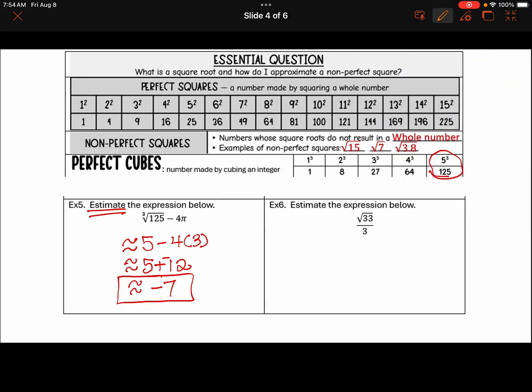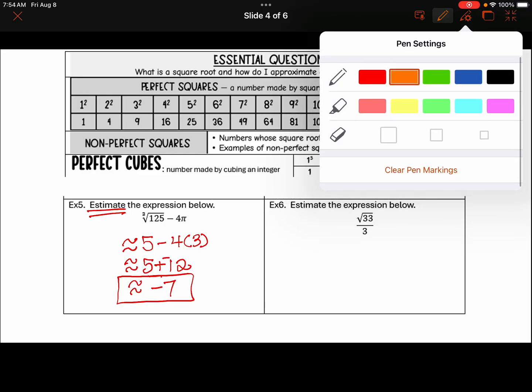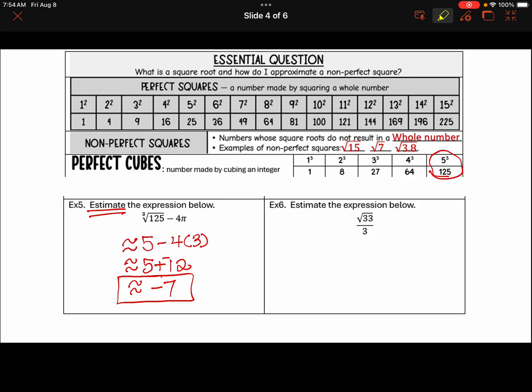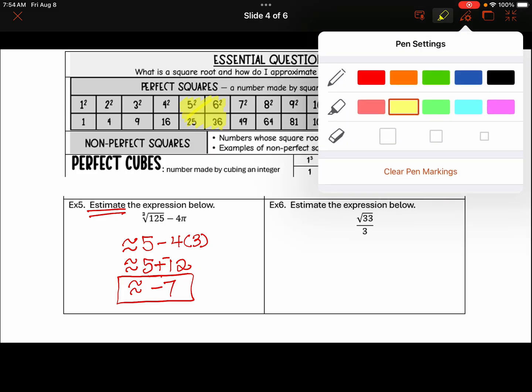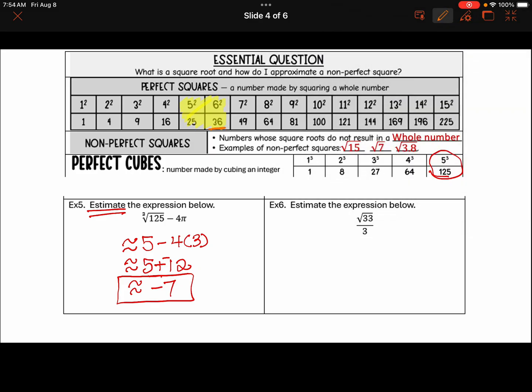All right. Radical 33. Let's go ahead and find where the square root of 33 would fall. Well, it's going to fall somewhere between here and here. And I am saying 33 is definitely closer to 36. So my estimate is going to be to take the square root of 36, and then the whole thing is divided by 3. Well, the square root of 36 is 6. Then we're going to divide by 3. So my best estimate here is 2.